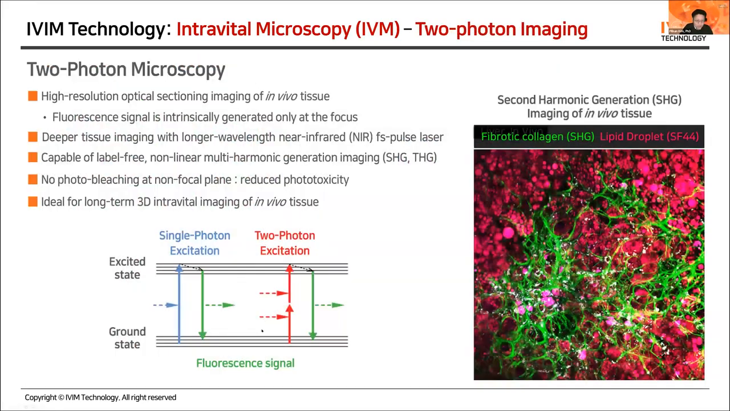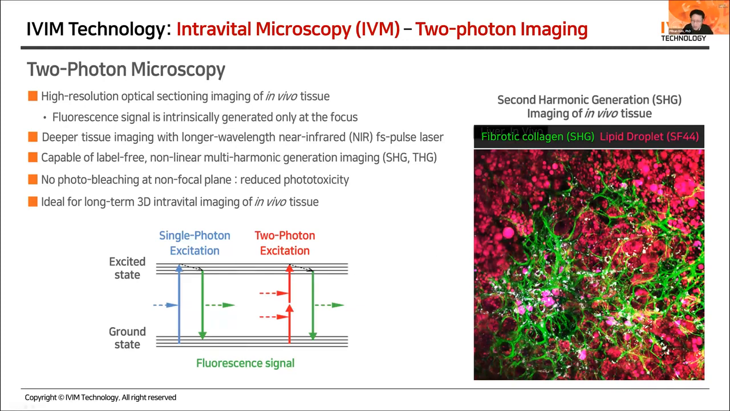Now for two-photon microscopy, we use a femtosecond pulse laser in the near-infrared wavelength region. In addition to fluorescence imaging, it is also capable of label-free nonlinear imaging like second harmonic generation, SHG. This SHG imaging mode is particularly useful for fibrotic collagen imaging because it doesn't need any labeling for second harmonic generation imaging.